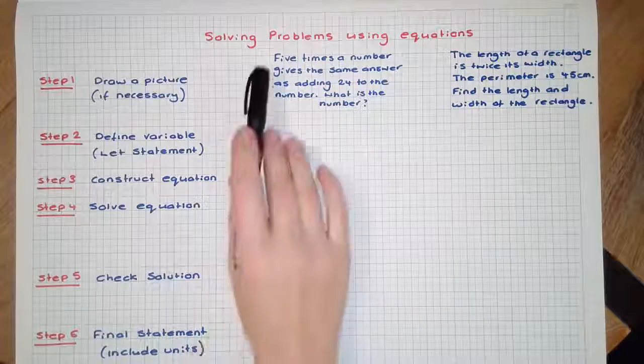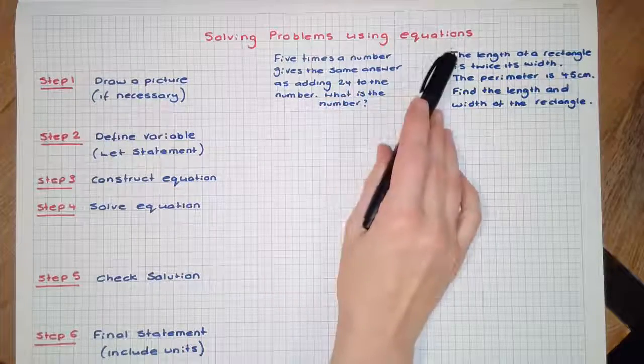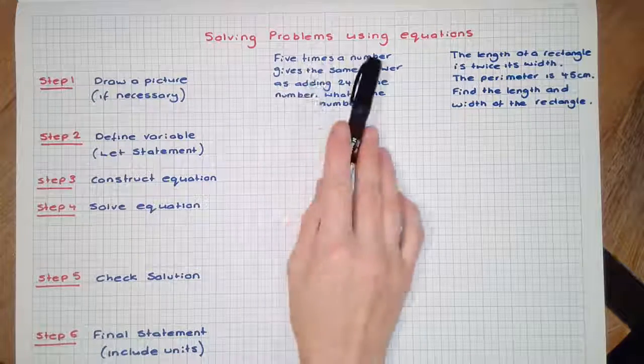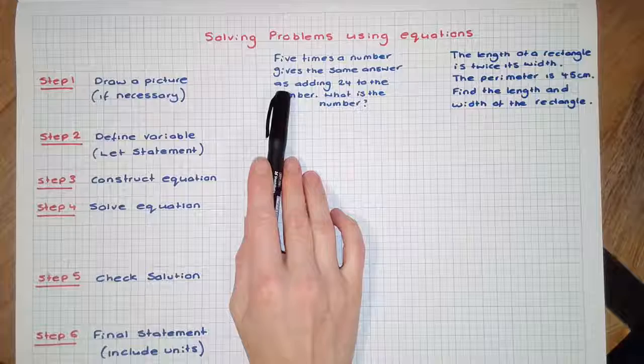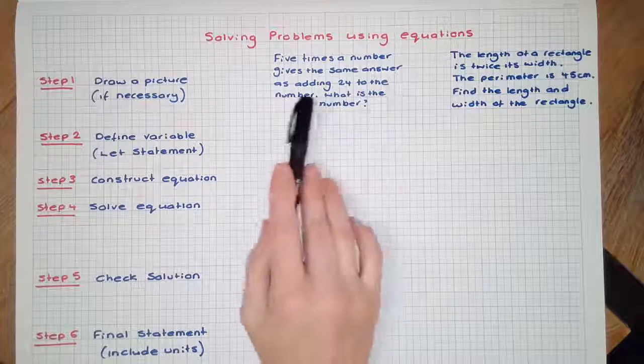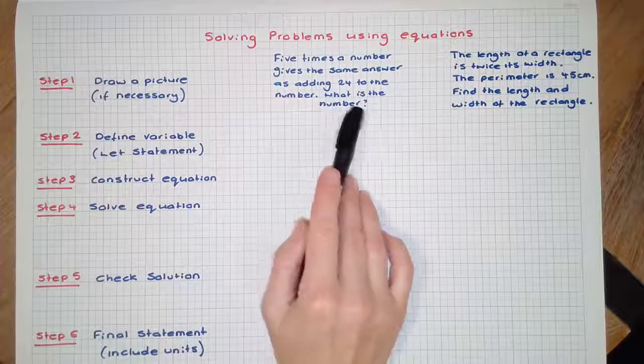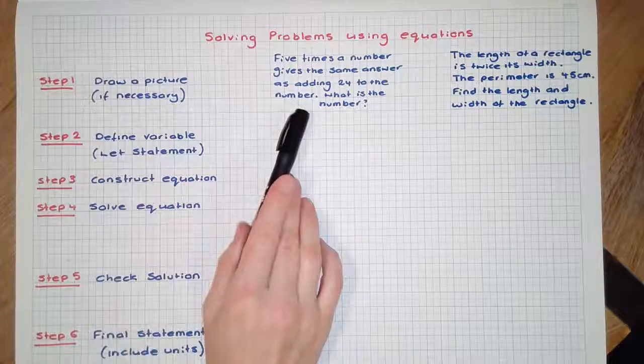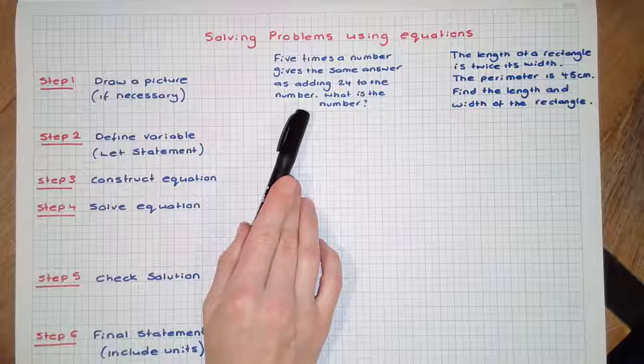In this video, we're going to have a look at solving problems using equations following 6 steps. Problem 1. 5 times a number gives the same answer as adding 24 to the number. What is the number? Step 1, we would draw a picture if necessary. In this case, it's not necessary to draw a picture.